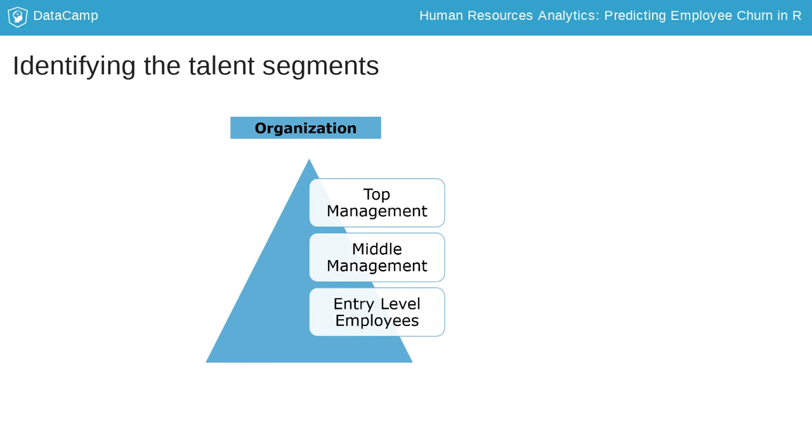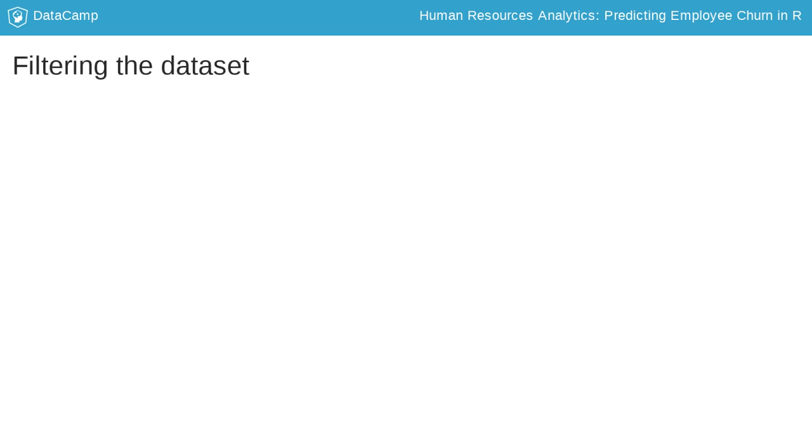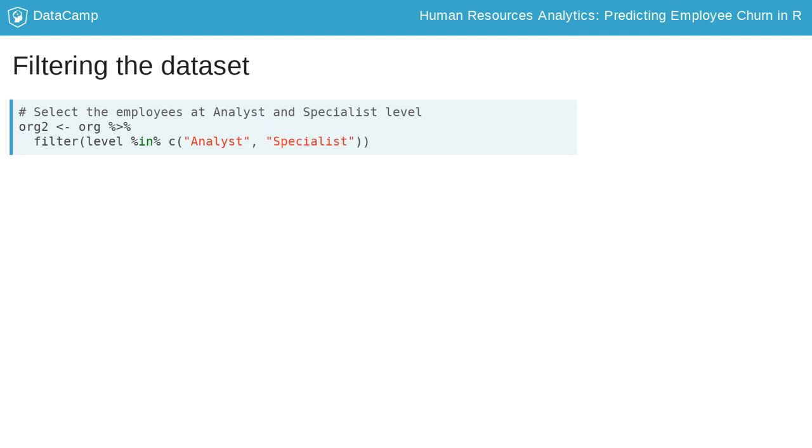In this course, we will focus on entry level employees, that is analyst and specialist level roles, who form the majority of the workforce. In order to include employees at specific levels, you will use the filter function from the dplyr package, which helps subset a dataset based on certain conditions. Here, we use the filter function to return all rows where the level is analyst or specialist.